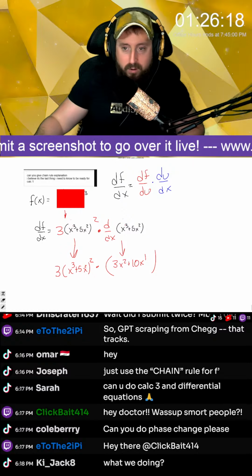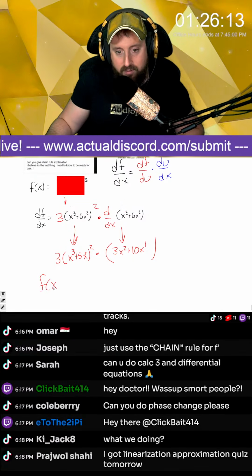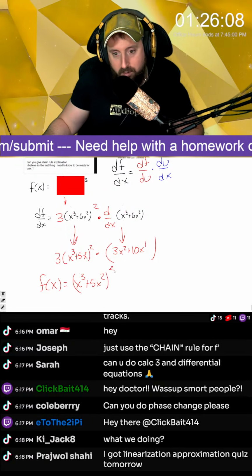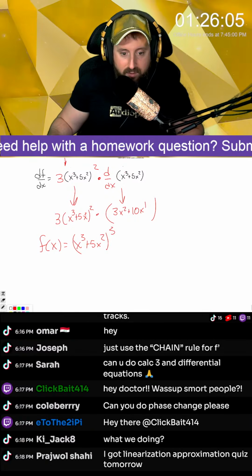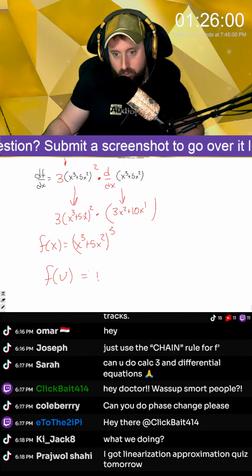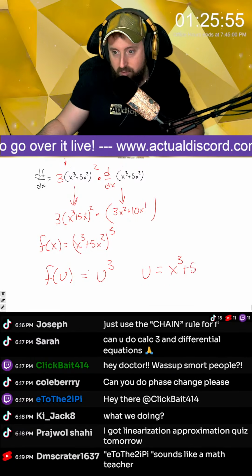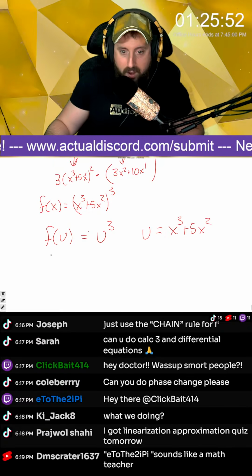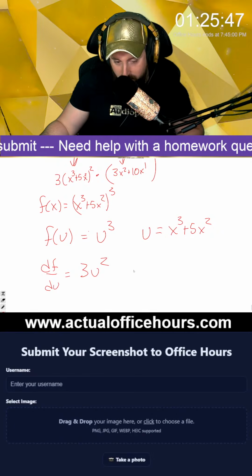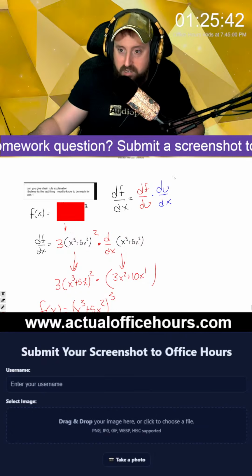The df du part came into play when we said, okay, instead of saying f of x is equal to x to the third plus 5x squared, all to the third, I'm going to rewrite this as f of u, where now this is equal to u to the third, and u is equal to x to the third plus 5x squared. Okay? So now df du is equal to 3u squared. Okay? But then you need to multiply that also by what du dx is.